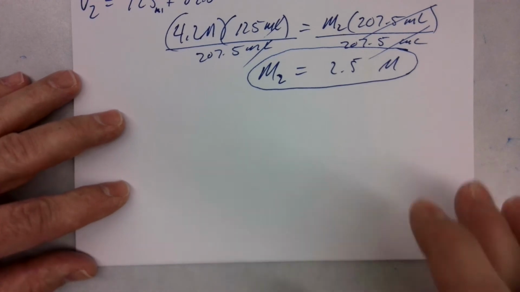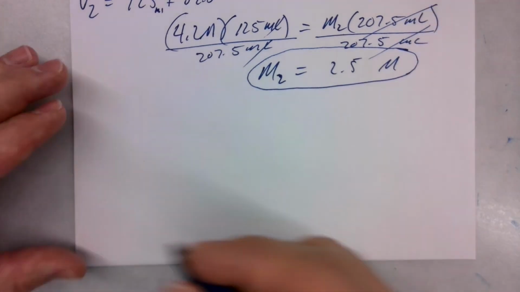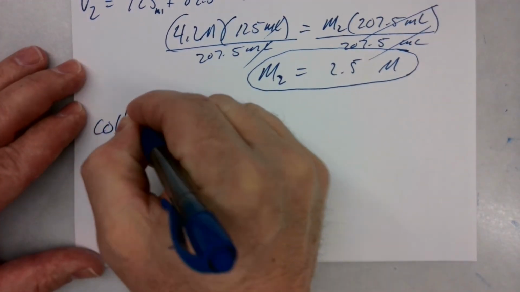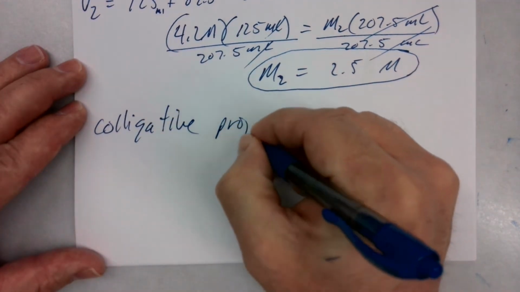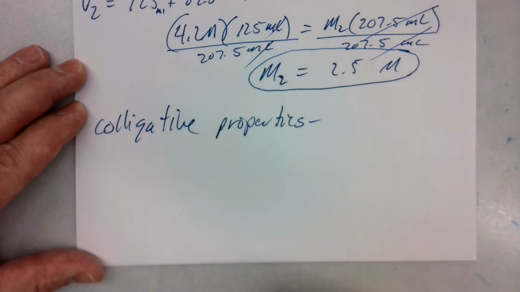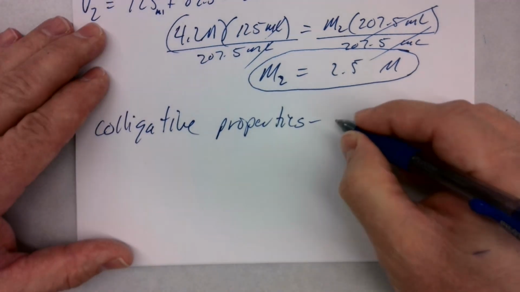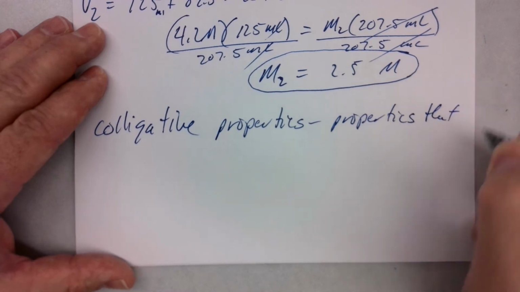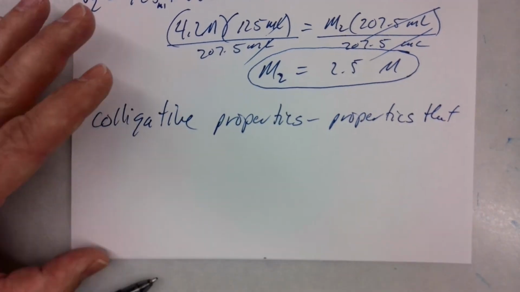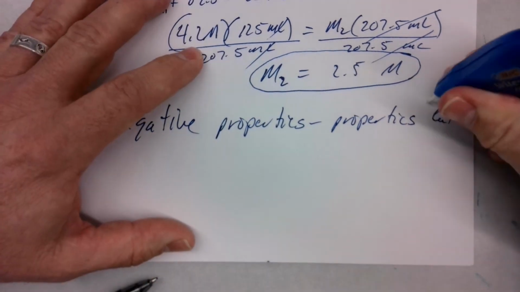Okay. Alrighty. Now, from there, we're going to talk about a little bit of the lab because it kind of fits in right here. Colligative properties. Now, colligative properties are properties of, sorry, that's an of.